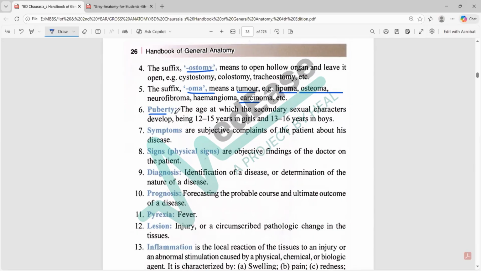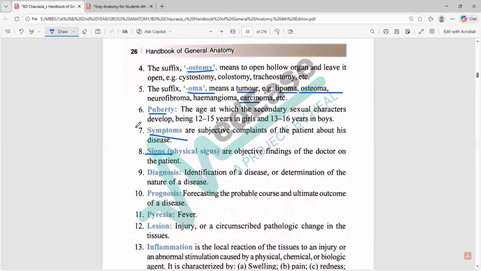Then we talk about puberty. I think everyone knows puberty. What is puberty? The age where the secondary sexual characteristics start to appear, which is 12 to 15 for the girls and 13 to 16 for the boys mainly. Now what are symptoms? Symptoms are the complaints of the patient about his disease. It means the patient will be telling his doctor what problem he has. This will be classified as symptoms, whereas signs will be the objective findings which the doctor looks for in the patient to diagnose a particular disorder.